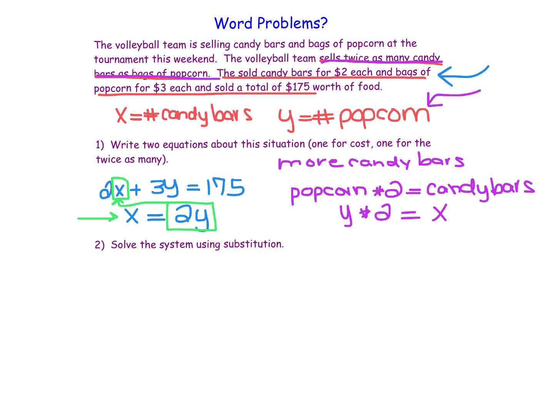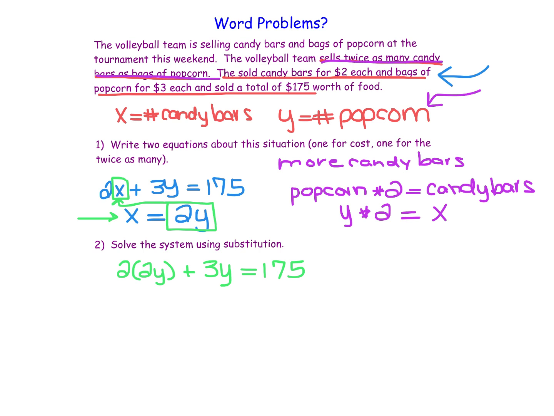So if I rewrite the first equation, I have 2 times, I'm going to replace x with 2y, plus the 3y that I'm leaving alone is equal to 175. So now I have an equation with one variable. So now I can actually work through and solve this.